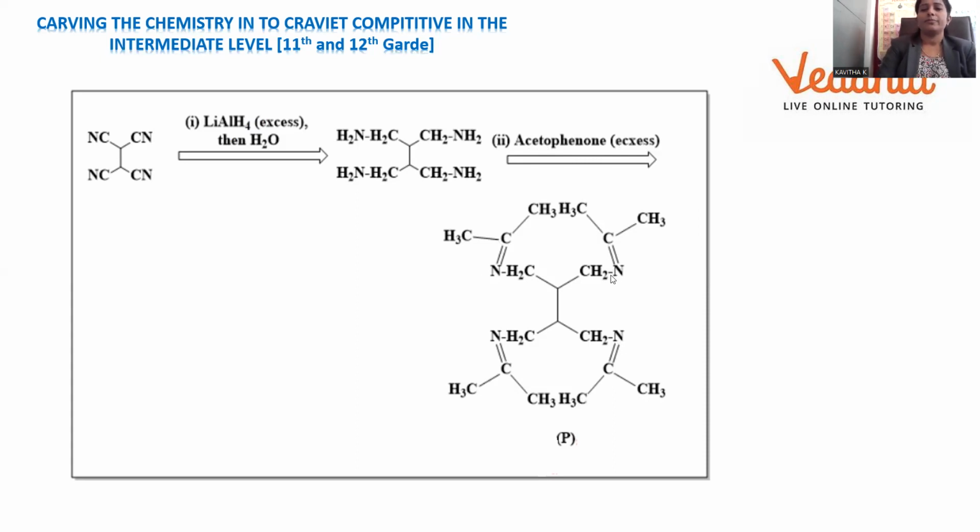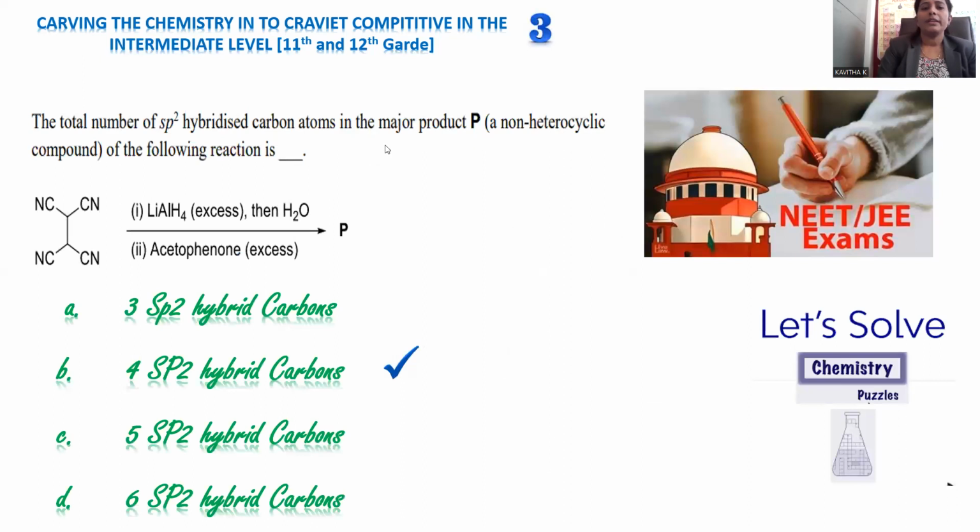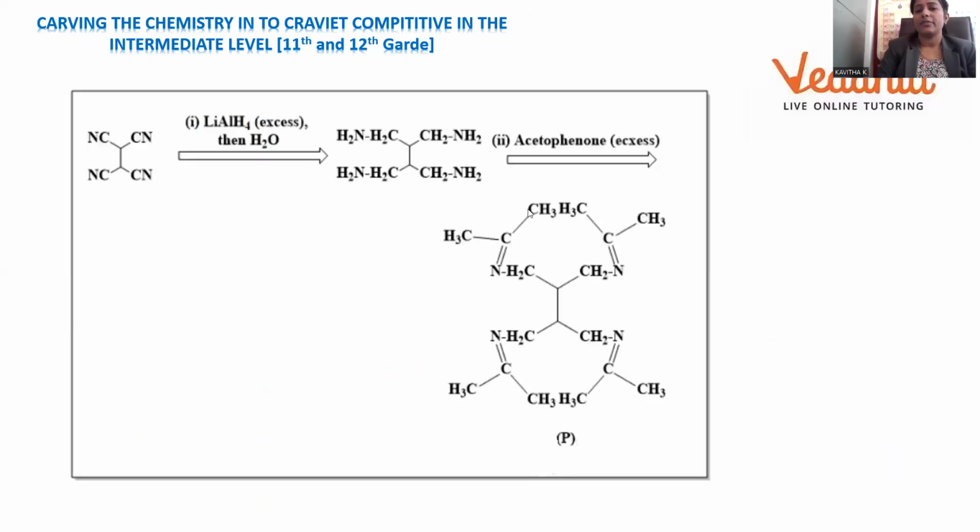These many are formed. The question is, how many sp2 hybridized carbon atoms are there? And already we know this is non-heterocyclic. We are not getting any cyclic product over here. We just need to stop the reaction over here. That's the reason why we need to count the number of sp2 carbon atoms.